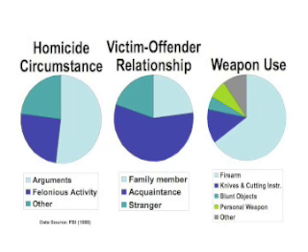These three pie charts reveal the relationship between homicide circumstances, victim-offender relationship, and the weapon used. And they clearly indicate that the typical homicide involves arguments, that the most common victim-offender relationship is acquaintance, and the typical weapon is a firearm.